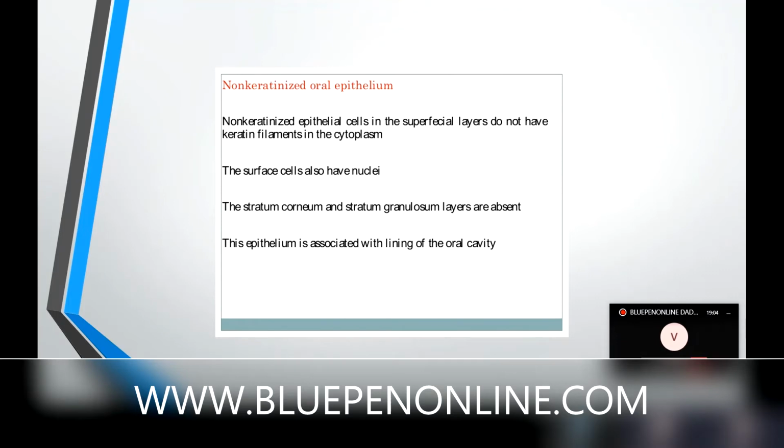Okay. Non-keratinized epithelium is found in the linings of the ventral surface of the tongue, floor of the mouth, cheek lining, all that.